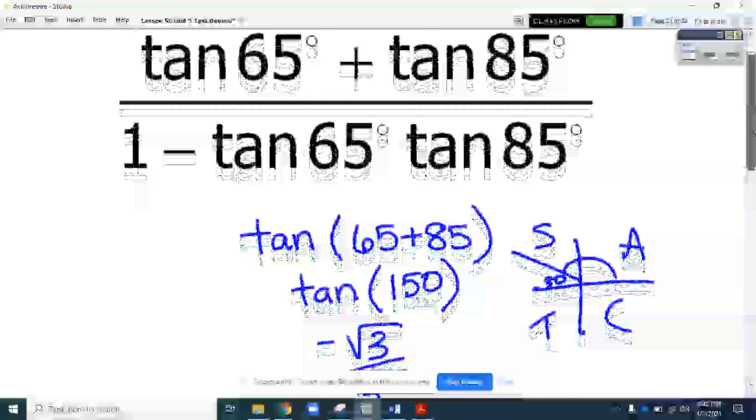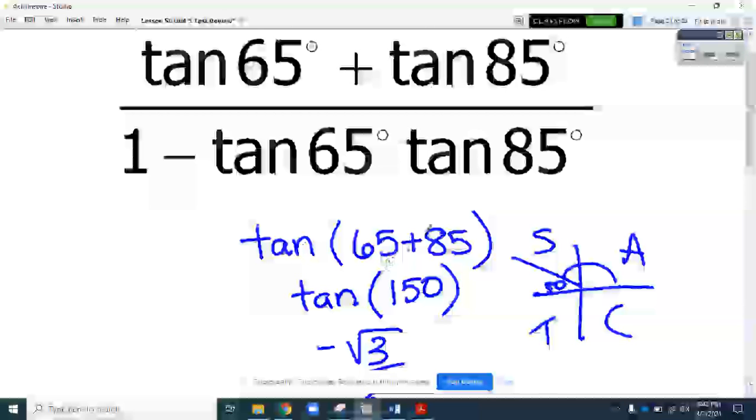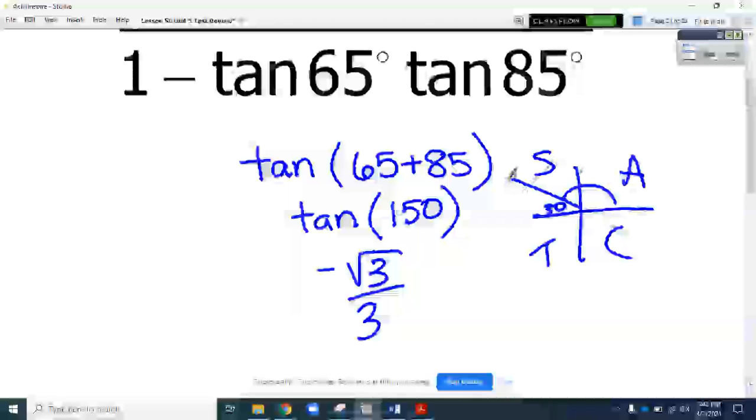All right, so this fit the pattern of our tangent of alpha plus beta. So we do 65 plus 85 is 150. We draw 150. It's a 30-degree reference angle. We can do 1, 2, and a negative square root of 3. So tangent is the y over the x. 1 over negative 3 is negative root 3 over 3, which is your final answer.